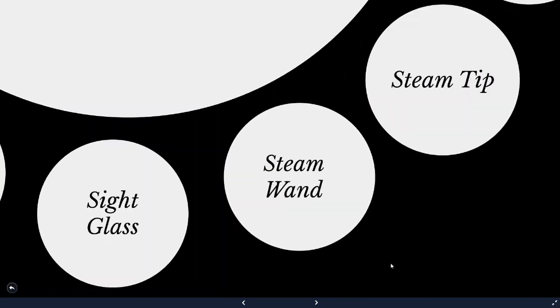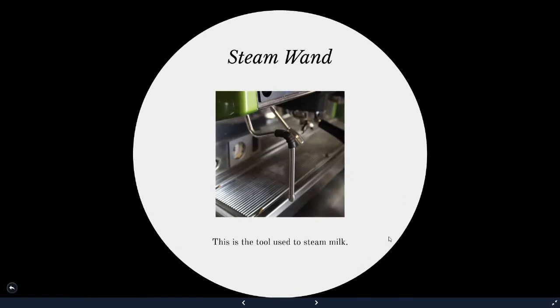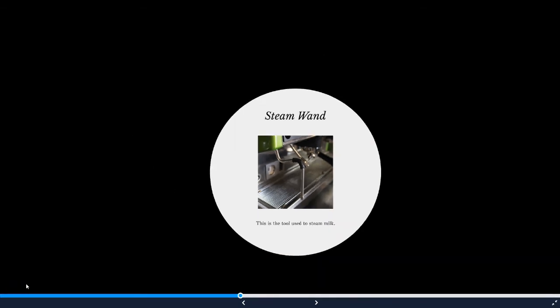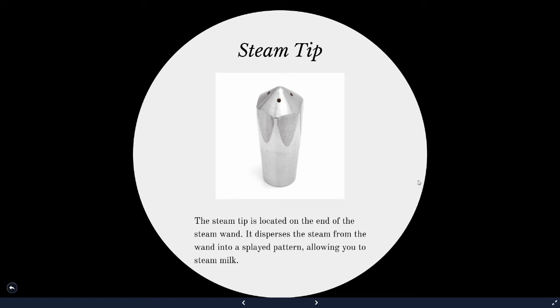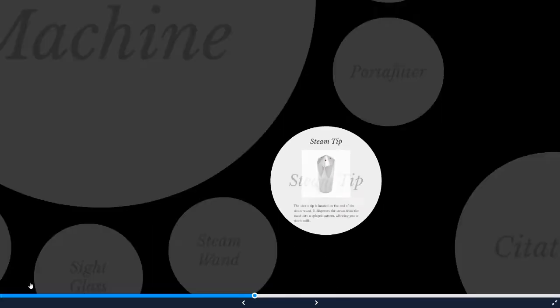Steam wand. This is the tool used to steam milk. And the last one, here it comes. Well, steam tip. The steam tip is located on the end of the steam wand. It disperses the steam from the wand into a splayed pattern, allowing you to steam milk.